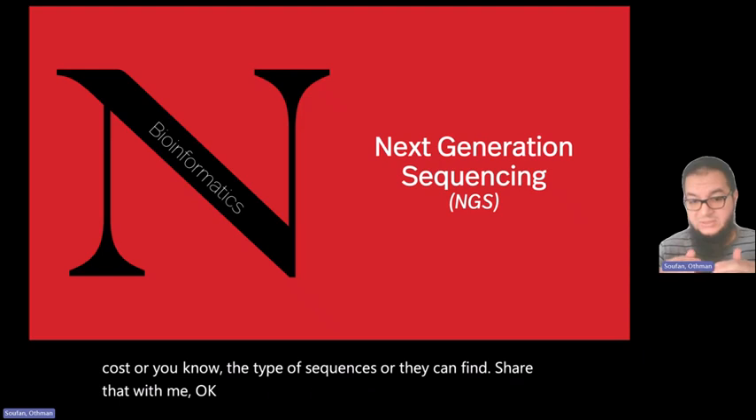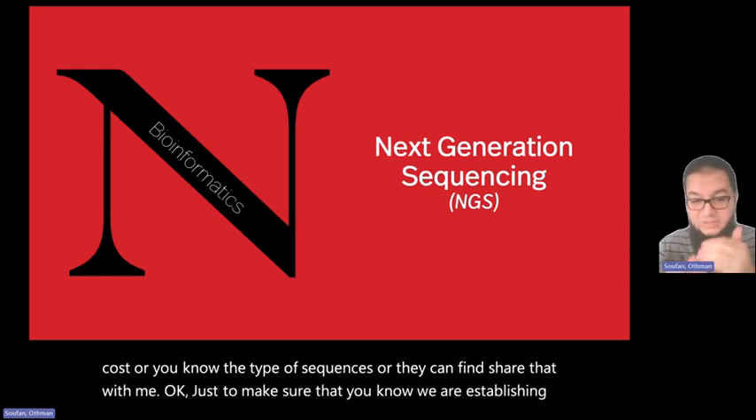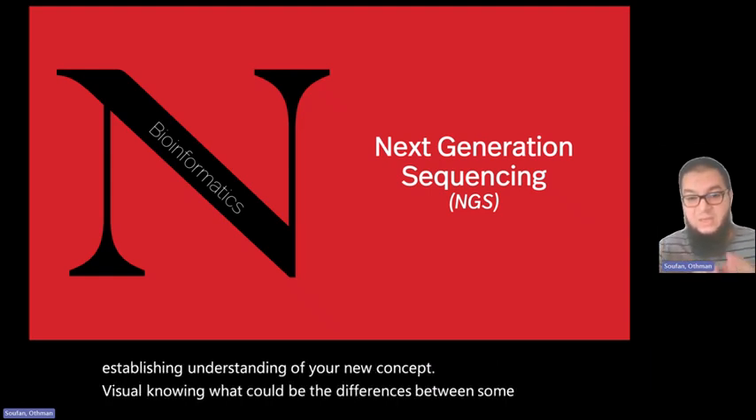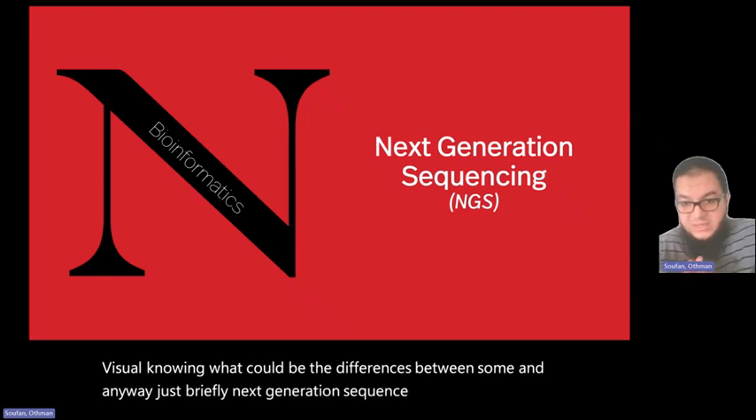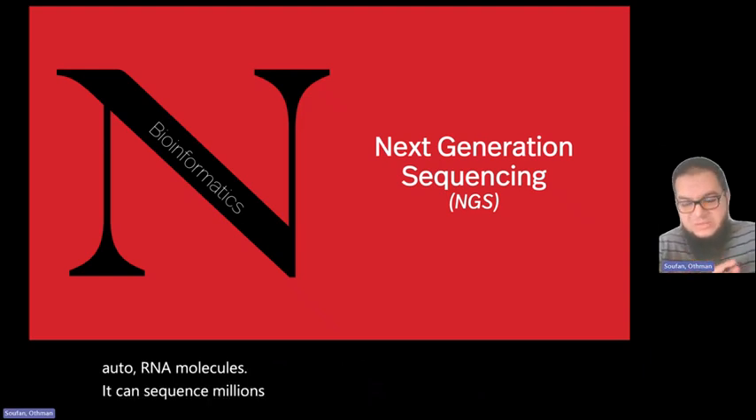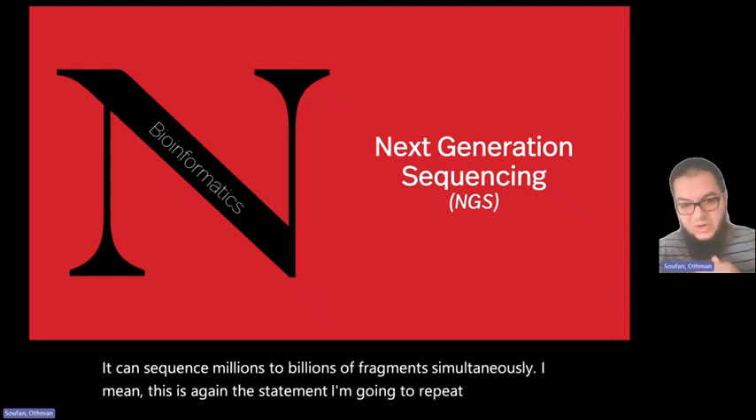Just to make sure that we're establishing understanding of a new concept, as well as knowing what the differences could be. Briefly, next generation sequencing looks at DNA or RNA molecules. It can sequence millions to billions of fragments simultaneously. This is the statement I'm going to repeat: it is for high throughput.